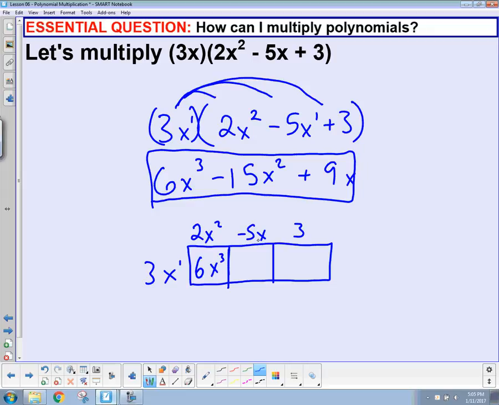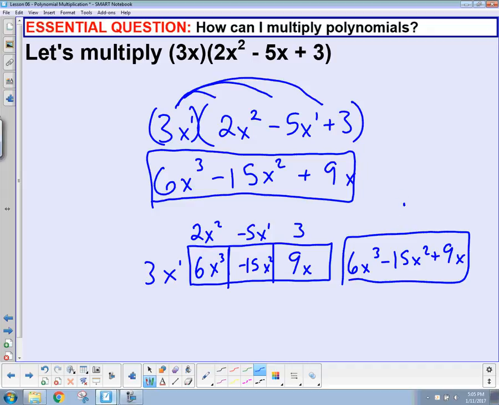Same for that one. Negative 5 times 3 is a negative 15. x and x will be x squared. And 3 is 9 with that x. Notice I get the same thing. So I'm just going to come out here and write it nicely without the boxes. Boom, there's my answer. Same thing as before.